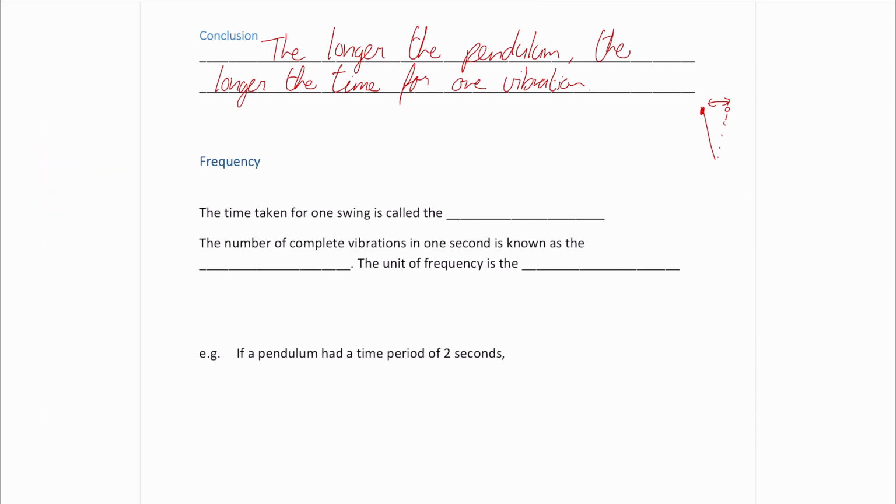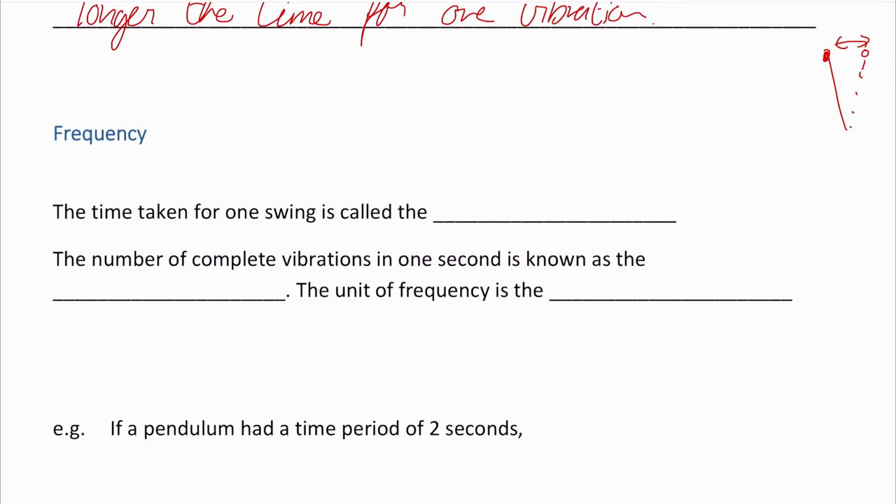With vibrations, however, we often don't measure them by the length of time for one vibration. What we do is we refer to something called the frequency, and that's how many vibrations there are in 1 second. What you measured last week was the length of time for one vibration, and that is known as the time period, or sometimes the periodic time, or sometimes just the period of a vibration. So that's the length of time it takes for one vibration.